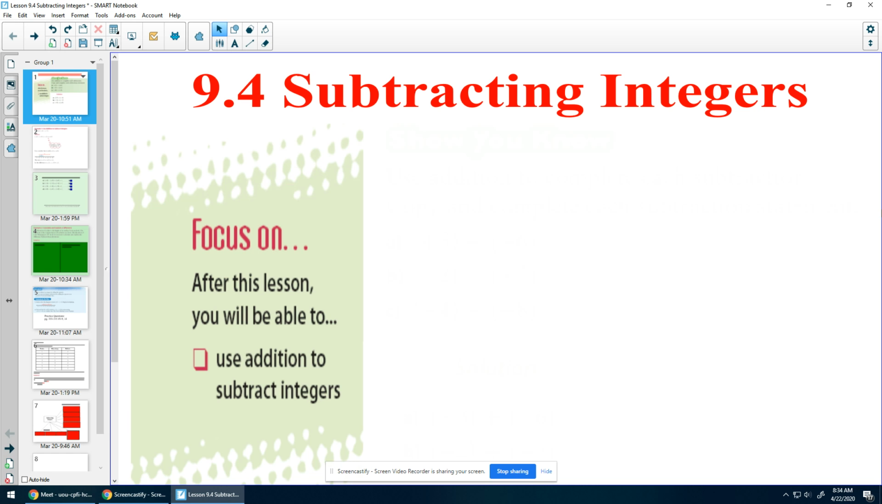Good morning, grade 7s. Today we are going to be working on 9.4, subtracting integers. The focus after this lesson is that you will be able to use addition to subtract integers, which is very much similar to our last lesson, but this time we're going to use number lines and look at some more problem-solving type questions.